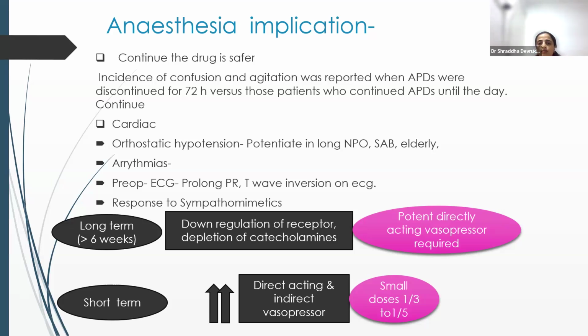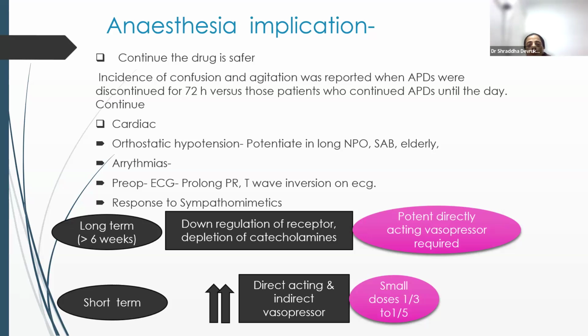What happens in long term is there is continuous exposure of these catecholamines at the receptor, so there is down regulation of the beta receptors and presynaptic alpha receptors. So you will need more drug than usual to treat them. Probably your indirectly acting drugs like ephedrine may not be effective, and you will need directly acting vasopressors like noradrenaline and phenylephrine. They should be your drugs of choice.